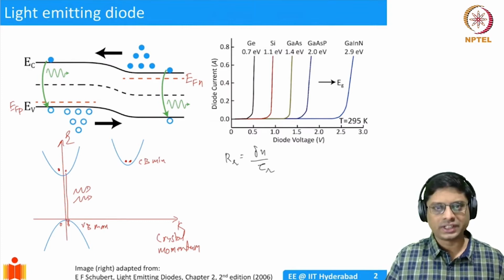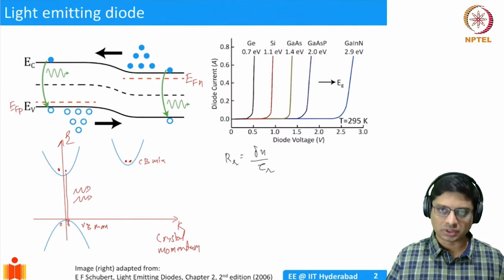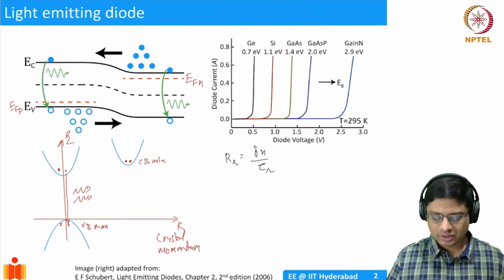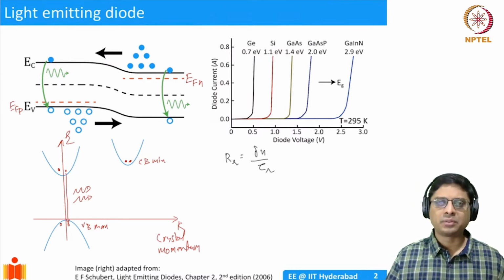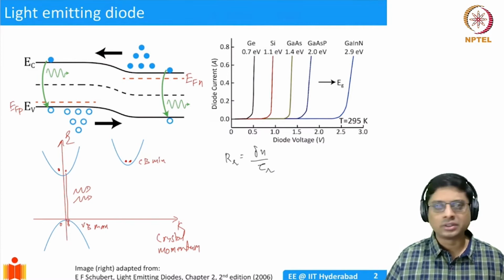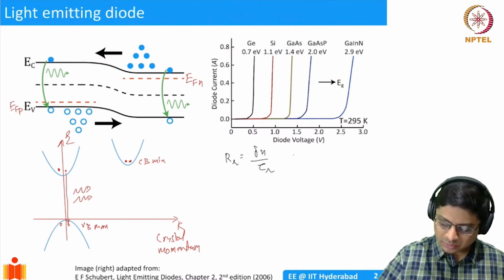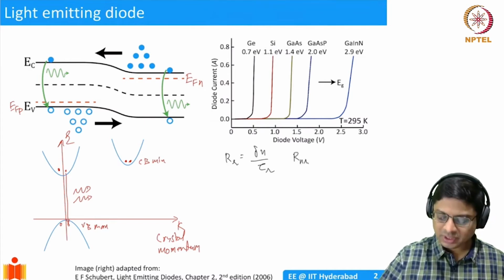Okay, this is one of the processes, radiative recombination. That means it's emitting a photon. The other process can be a whole bunch of processes. It can be trap-assisted recombination or surface recombination or whatever. There are many, many different processes. So all of that will bunch into what we call non-radiative recombination.